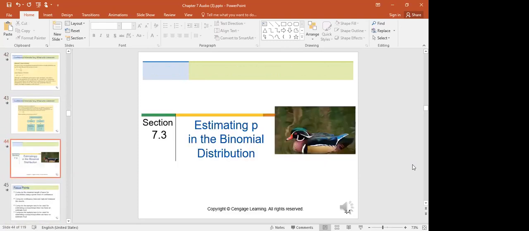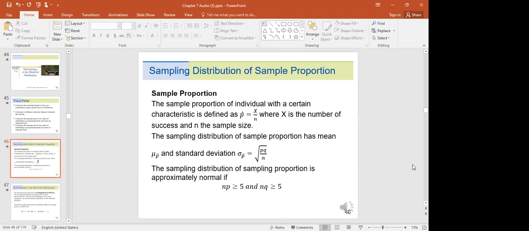So next, we want to learn how to estimate the probability of success in a binomial distribution, otherwise called the population proportion. To estimate the population proportion, we use the sample proportion p hat, which is x over n. x is the number of successes, n is the sample size. For example, if we have a class of 50 students and we have 30 female students, then the proportion of female students is 30 over 50, which is 60%.